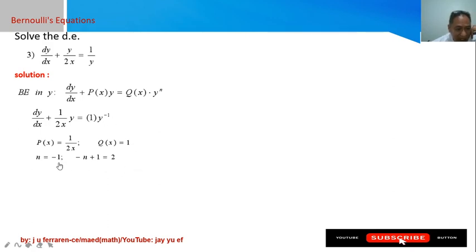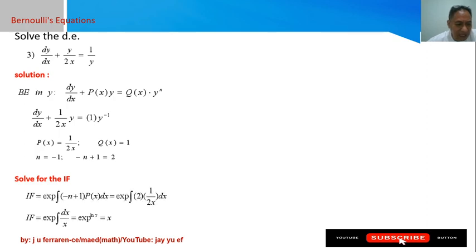So the minus n, this is my n value, I mean. So your n is minus 1. The minus n plus 1 is equal to the negative of minus 1 plus 1. So we have 2 as the value. So you can now continue into the integrating factor. What's the integrating factor? It is IF equal to the exponential of the integral of the minus n plus 1 times the P of x dx.